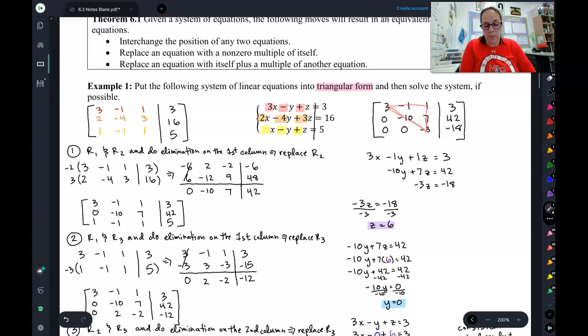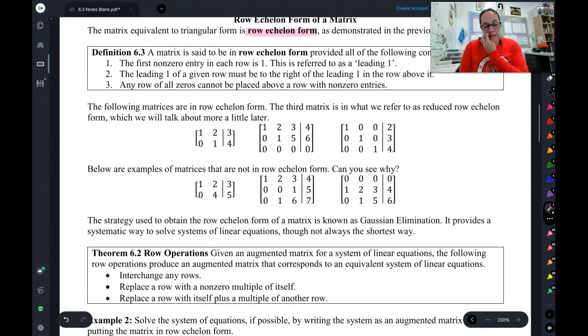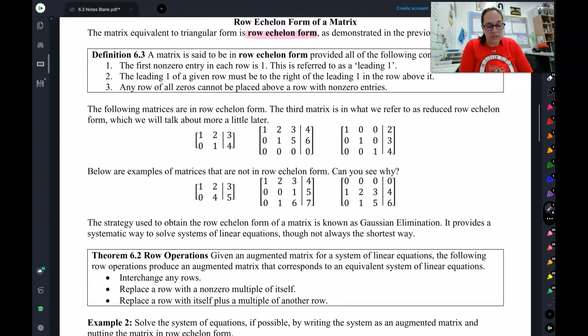Here was our upper triangular form, and the diagonal could be any number we wanted. So it's basically the same thing as upper triangular form. The only difference is we need to get ones on the diagonal. And I'll show you how to do that in our next example.